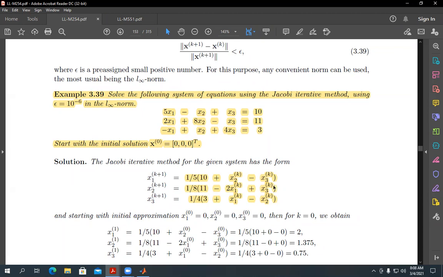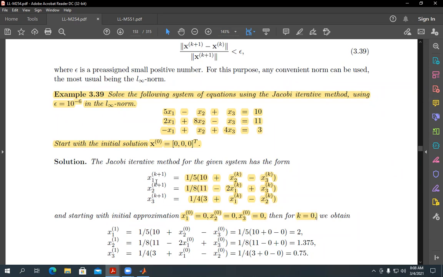Now you are ready to use the formula, and you are given an initial approximation. The initial approximation for x1 is 0, for x2 is 0, for x3 is 0. It is not always so for all systems, but for this particular system the initial approximation is given as 0. Now let's use this, please. And this is the initial approximation given. Now you use the formula: you have to find the first approximation, so just put k equal to 0 in the formula.